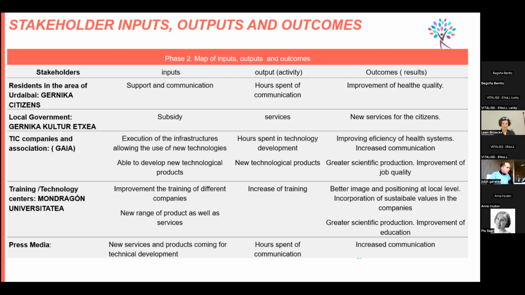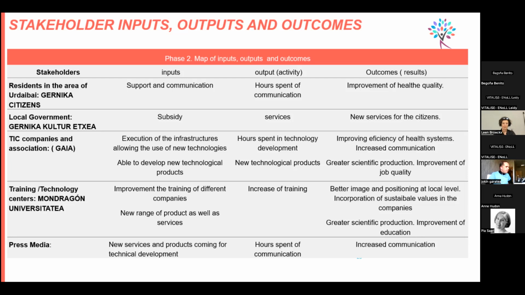University inputs: improve the training with different companies, new range of products. The output was an increase of training, and the outcomes were a better image and position at local level, incorporation of sustainable values, greater scientific production.